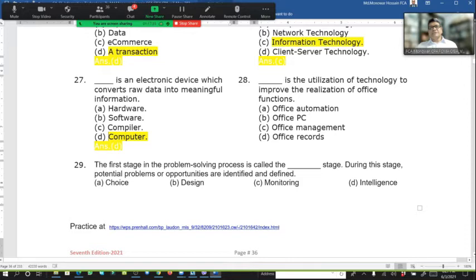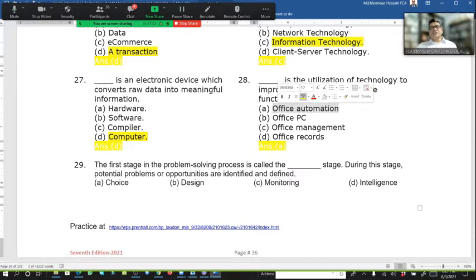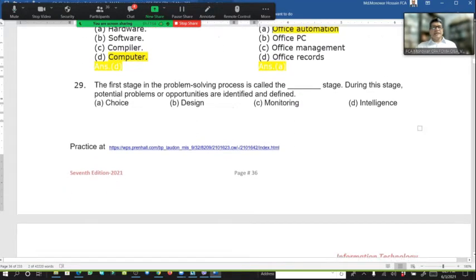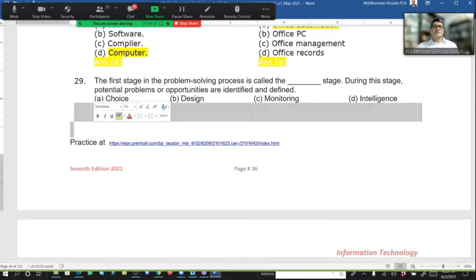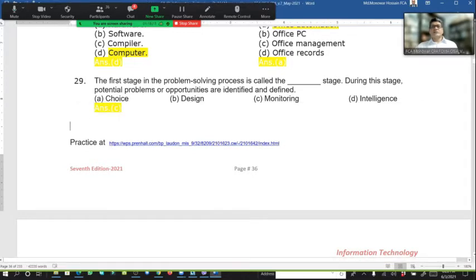Number 28, dash is the utilization of technology to improve the realization of office function. Office automation. What would be the answer? Office automation. Number 1, that is the office automation. And 29, the answer is monitoring.